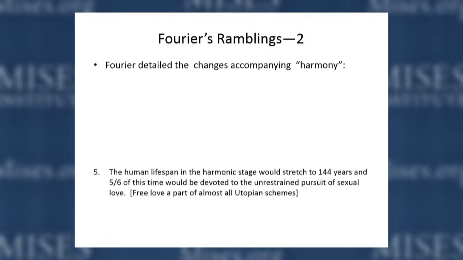The human lifespan in the harmonic stage would stretch to 144 years. And 5/5 of everyone's time would be devoted to free love. This is another thing that appears in almost all socialist visions. And back in the 19th century, they all, for the most part, were males. So, you know, this whole idea of free love.